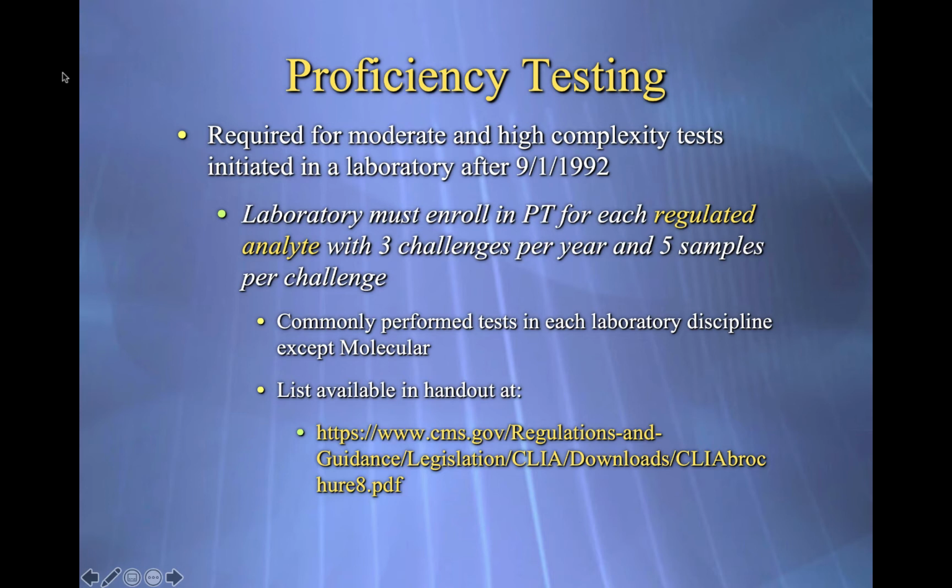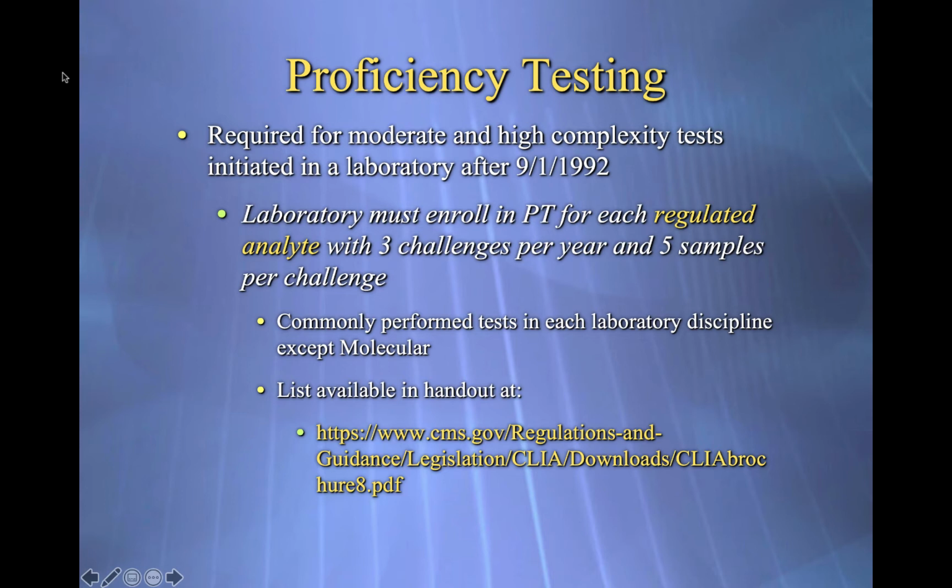Okay, shifting gears here, we're going to talk about proficiency testing. It's required for moderate and high complexity tests initiated in a laboratory after 9/1/1992. That's when CLIA took effect. The laboratory must enroll in proficiency testing for each regulated analyte, and typically you're going to get 3 challenges per year and 5 samples per challenge. Now, these have to be from deemed proficiency testing providers. So the College of American Pathologists is a big one. American Association of Bioanalysts is another, but there's several companies that CMS has authorized to provide proficiency testing samples to laboratories.